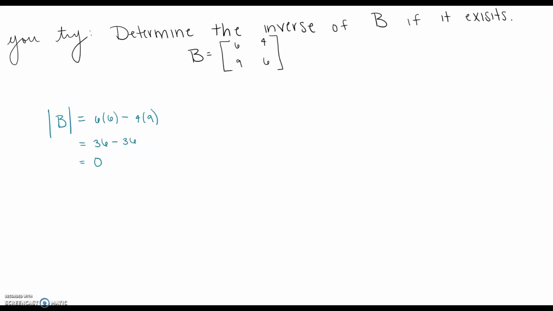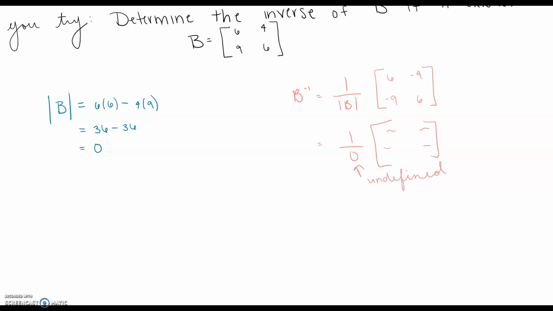And if you forget, here is why, because the inverse of B is 1 over the determinant of B times that matrix 6, negative 4, negative 9, 6. But this is 1 over 0. I'm not even going to write this. And that is undefined. I just dotted an E. Okay. So you don't have to show that.